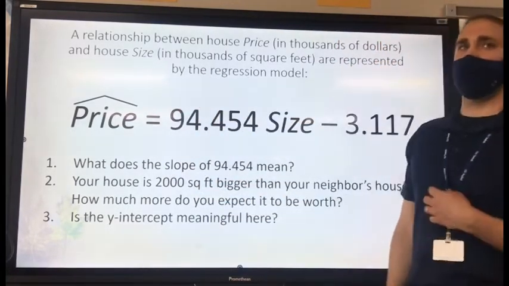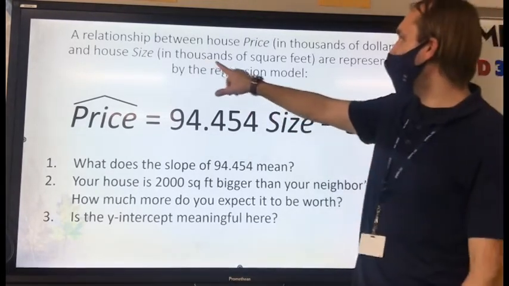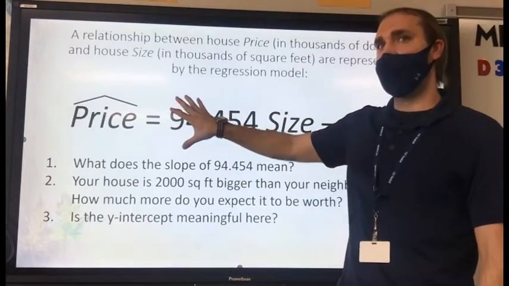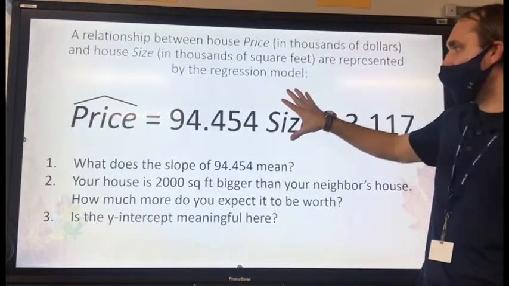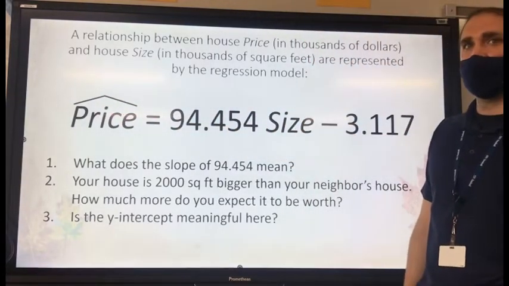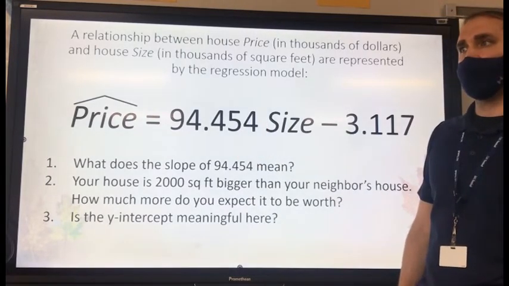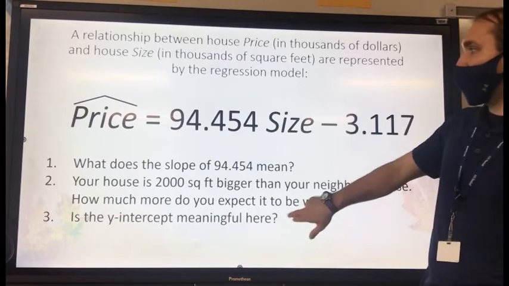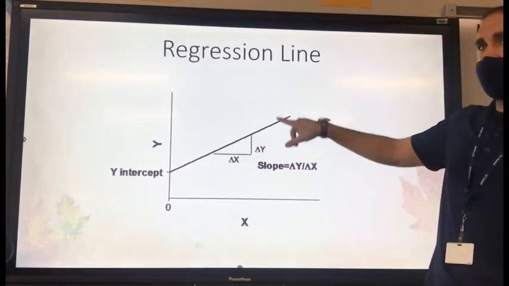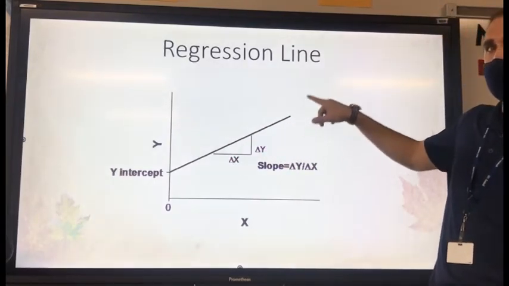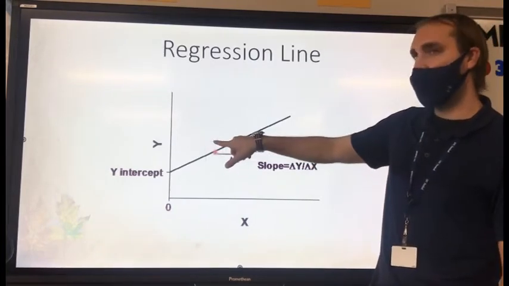What does the slope of 94.454 mean? So again, we're talking about size, which is in thousands of square feet. Here's my response variable, my explanatory variable. What do you think it means? Again, slope. What does slope tell you? If you look at the chart, and I say the slope here was 94, what does that mean? Anybody? So for every time I go up, I'm going over 94.